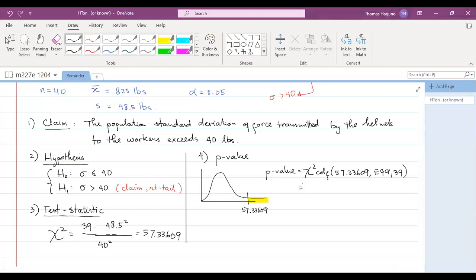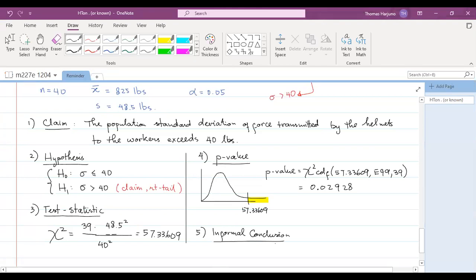Then I use my calculator: 57.33609, comma, E99, degree of freedom 39, I get 0.02928, which is less than alpha. Which is less than alpha, so the informal conclusion: let's reject the null hypothesis, because alpha is 0.05.